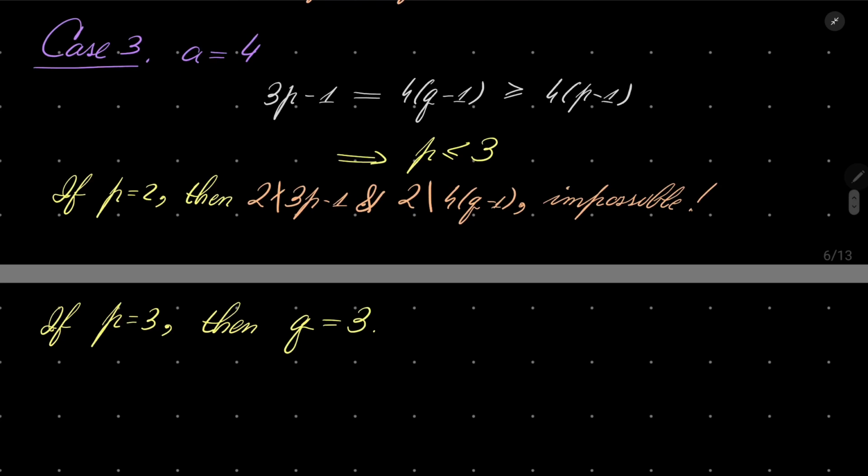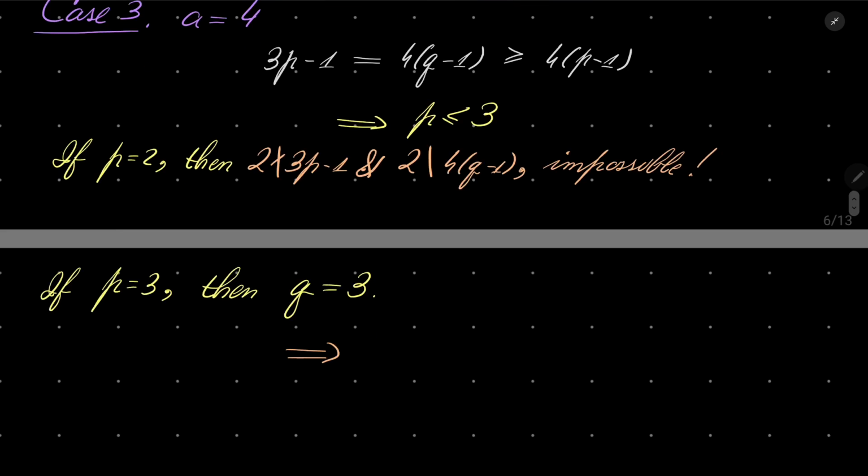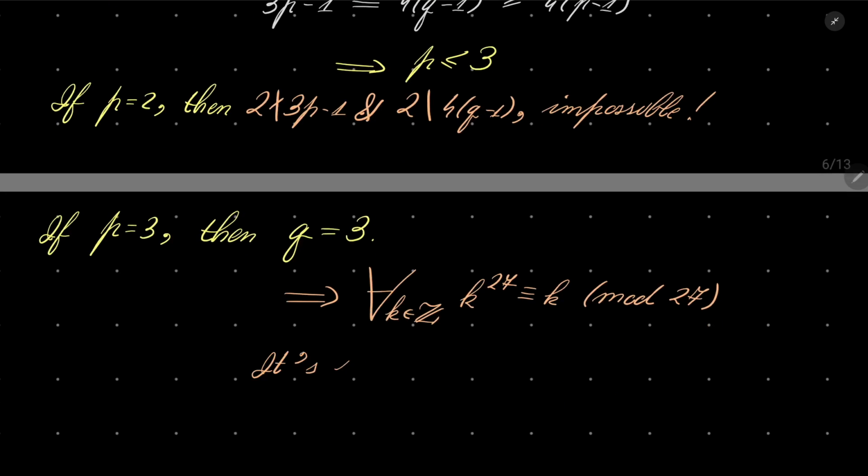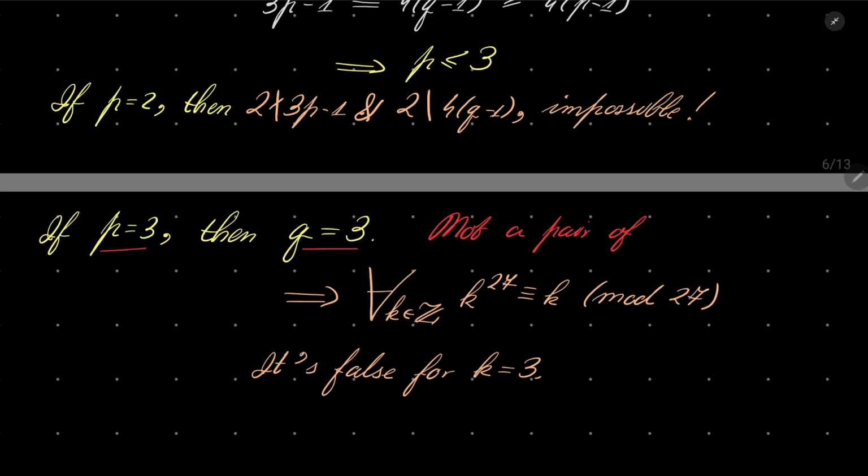Well, but here again we'll have some problem, because that would mean that for every integer k, it should be the case that k to the power 3PQ, 27, is congruent to k modulo 27, and it's simply not true. It's false already for k equals 3. So P equals Q equals 3 is not a pair of solutions.